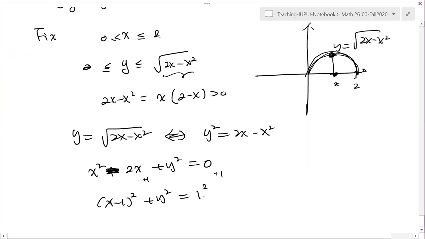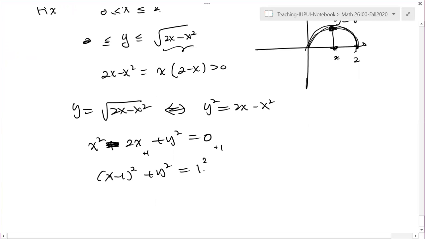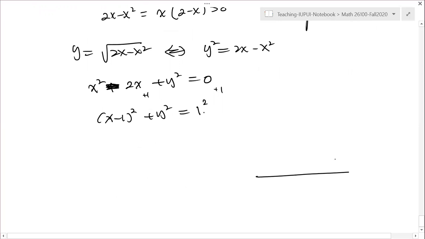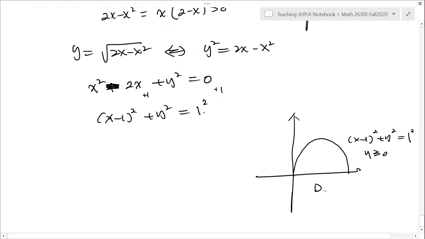Now we are in trouble. How can I use polar coordinates? So this is a domain. Yeah, this is the domain D. So now let's go back here. This is the domain D. Okay. It's going to be (x minus 1) squared plus y squared equals 1 squared, and y is going to be positive. Okay, so this is my D.